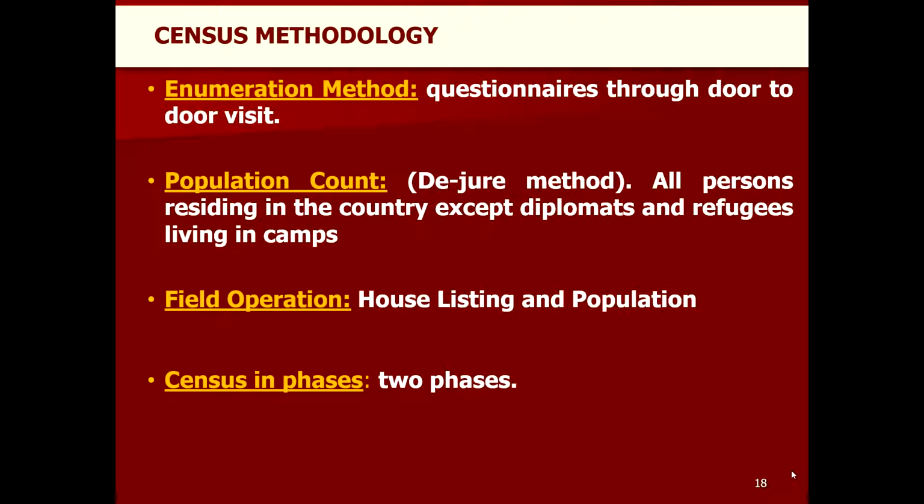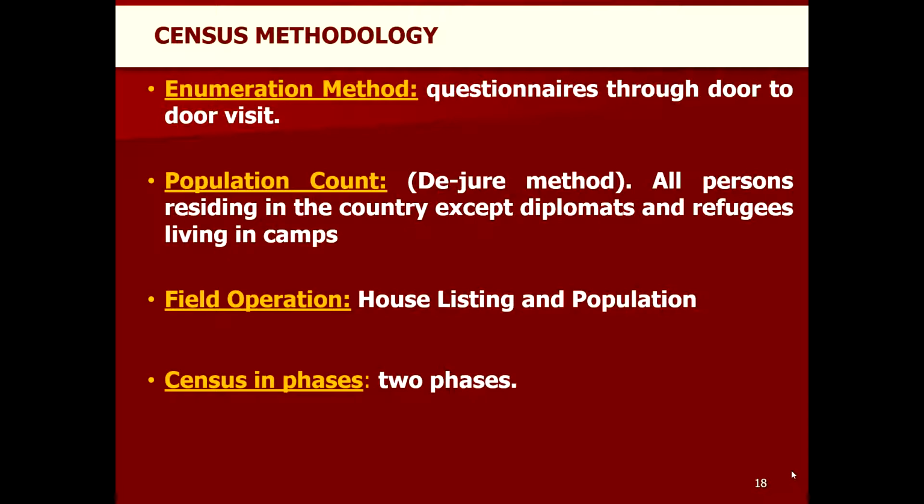For the 2017 census, the enumeration method was that a de jure census was conducted, and the data was collected through questionnaires. Visits were done door to door, and school teachers were involved in the enumeration. They were trained and they were given the questionnaires to fill that data into. The population count was done through the de jure method, and all the persons who were residing in the country at the household level were counted.